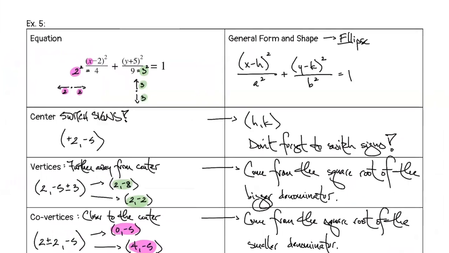And so if we see an equation in this form, or we can make it look like that form, then we're going to have an ellipse. All right.